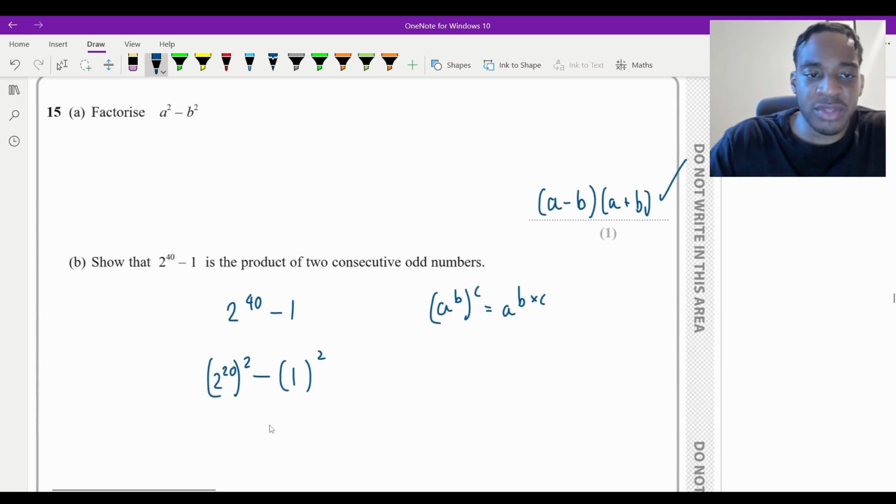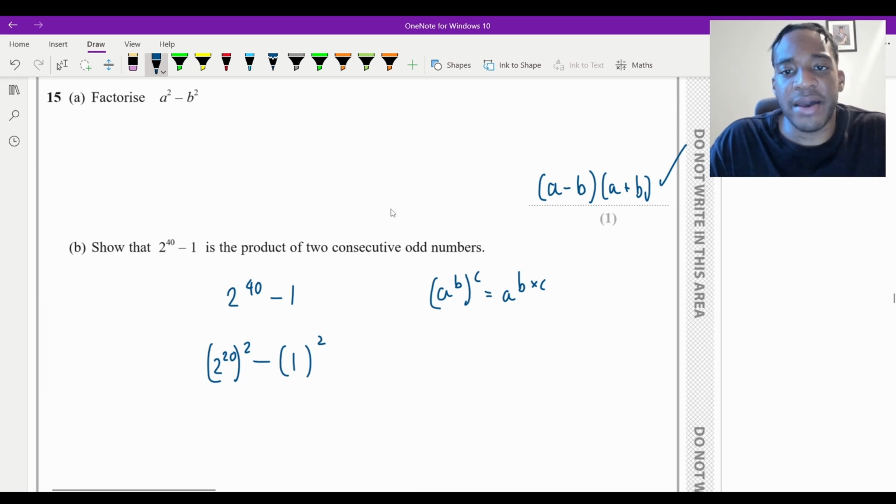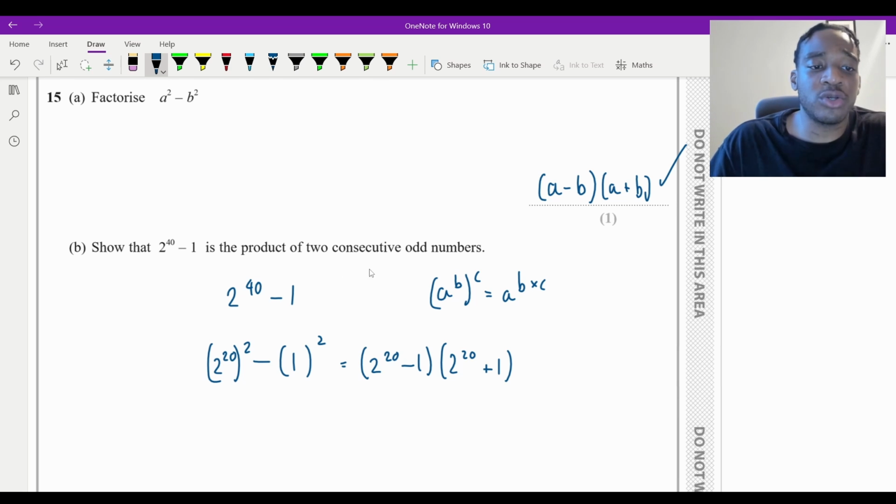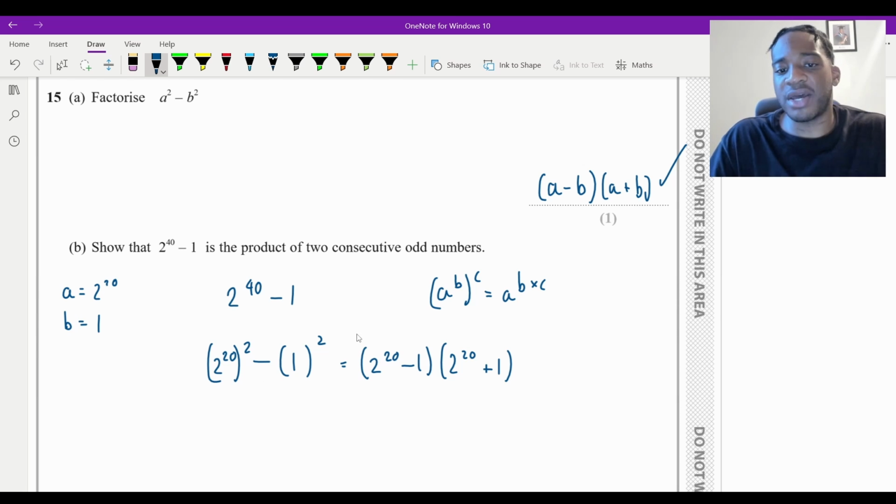So we've got this. Now, based on what we can see in part A, this is a difference of two squares because we have something squared and we're taking something else away. So imagine that this 2 to the 20 is your A. It's going to be 2 to the 20, take 1, and 2 to the 20 plus 1. Same thing we did in part A. In this case, A is equal to 2 to the power of 20 and B is equal to 1. I'll write it here so it's clear. And we're just applying the same formula.